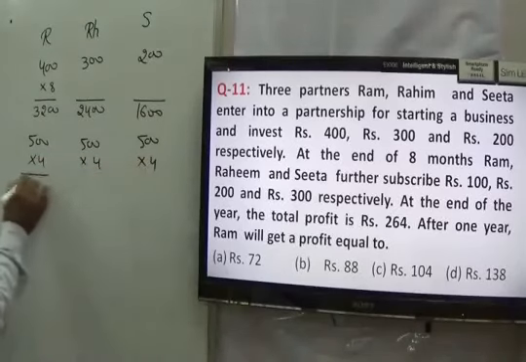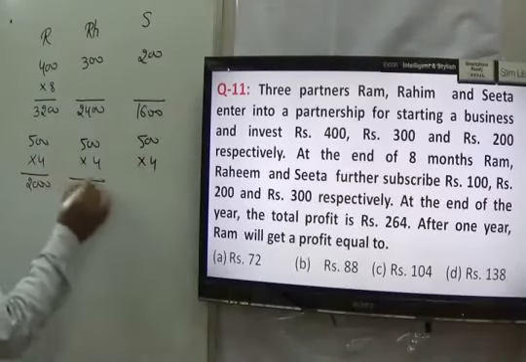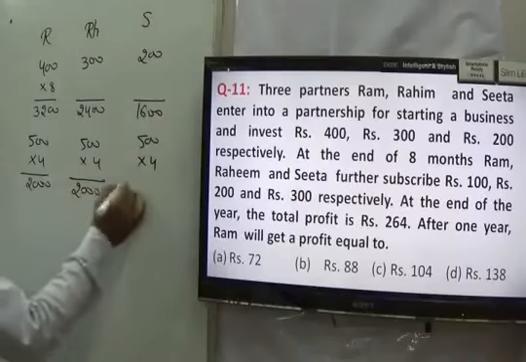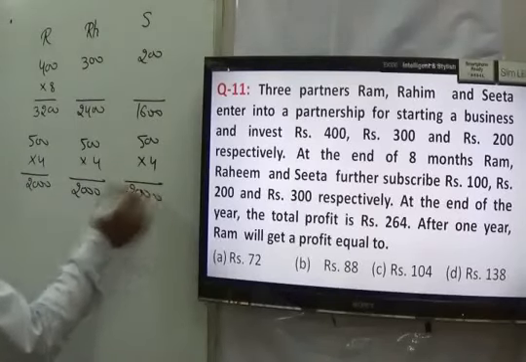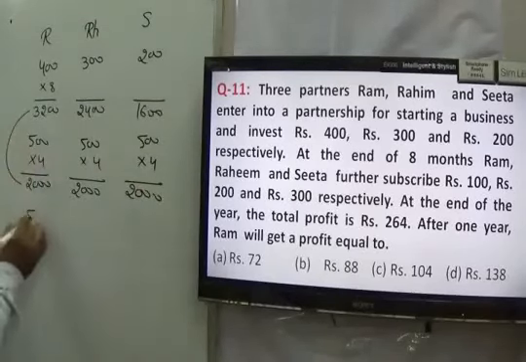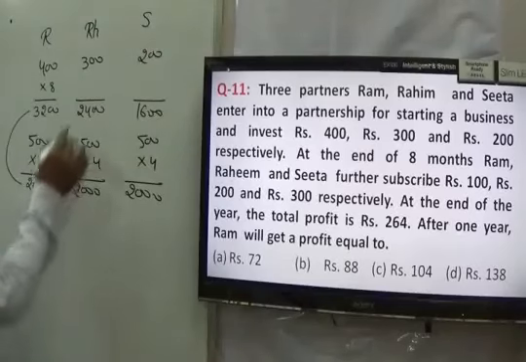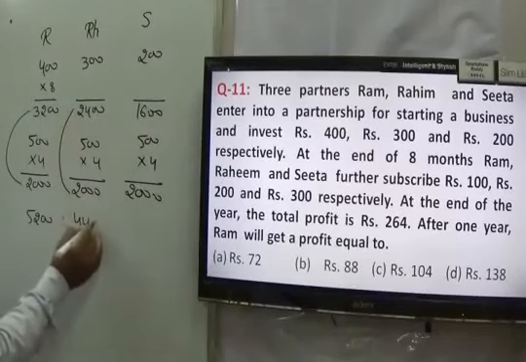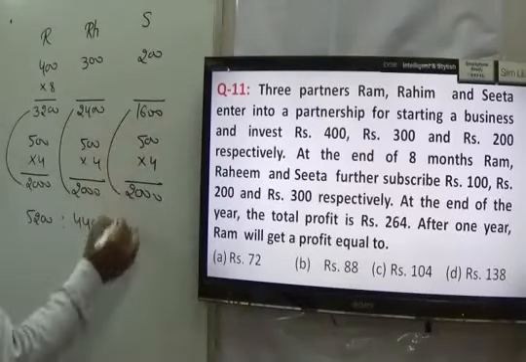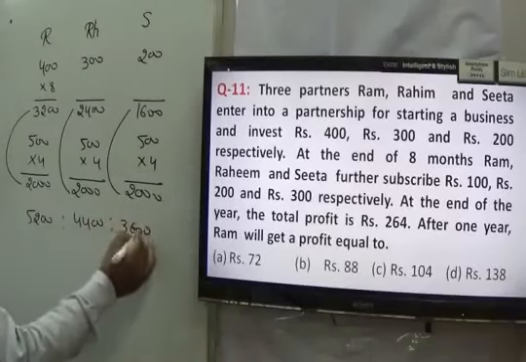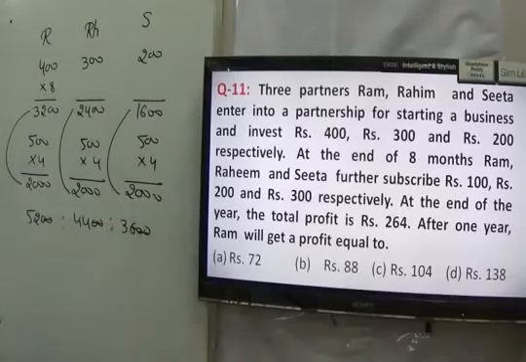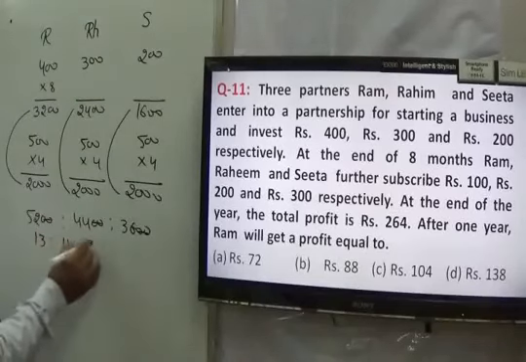You get it as 2000. Here it would be 2000. Here it will also be 2000. We have to add both. You get 5200. Here it is 4400. Here it is 3600. Now we have to find the profit sharing ratio. That will be cancelled out. We may cancel at 4, so the ratio is 13 : 11 : 9.